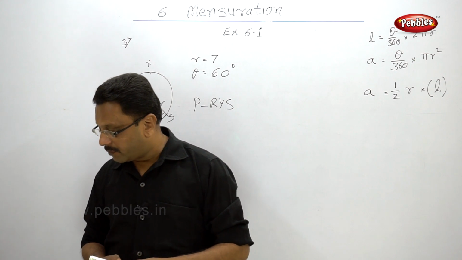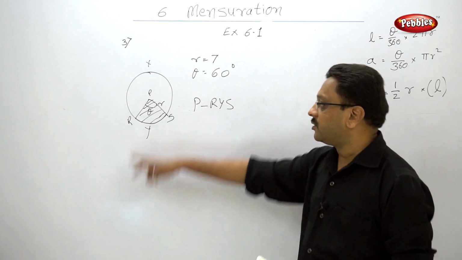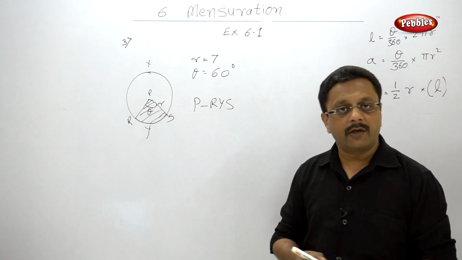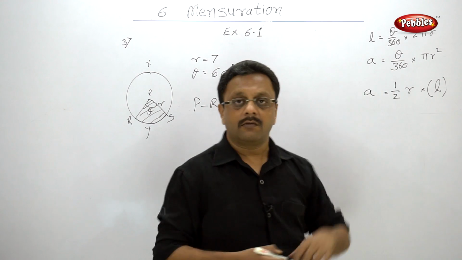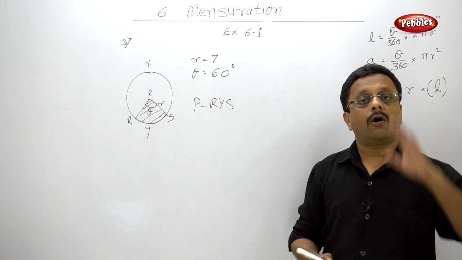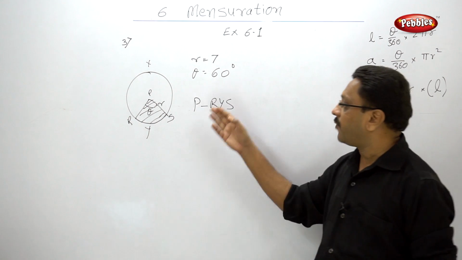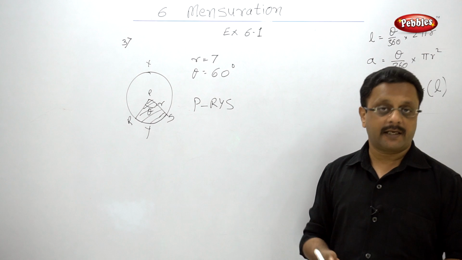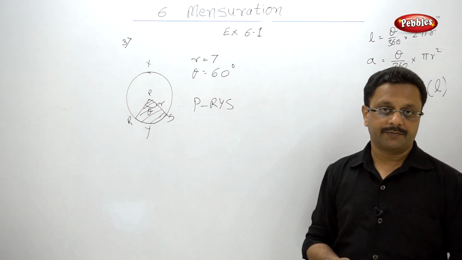And the fourth one they have given: area of PRXS. That is the area of the major sector. Do you have to calculate again? Do you have to use this formula again? No, because in the second sub question you have already found out the area of the circle. Now you have found out the area of this sector. Just subtract and you will get the area of this sector.